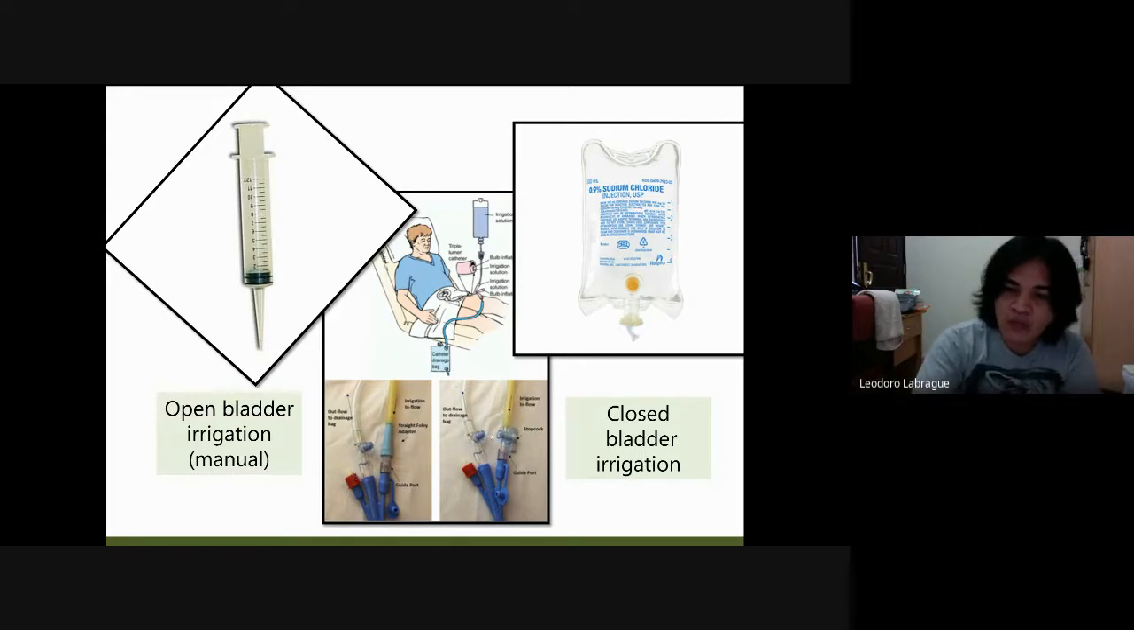Now, which is better, the closed bladder irrigation or the open bladder irrigation? Closed bladder irrigation is good. Why? Because there is a low risk of introducing infection to the patient. If the procedure is open bladder, the nurse has to prepare the irrigating solution in the syringe. There is a tendency that the nurse might introduce microorganisms to the patient. That's why for open bladder irrigation, the risk for infection is higher. That's why when you go to the hospital, the common irrigation method that we use is the closed bladder system.